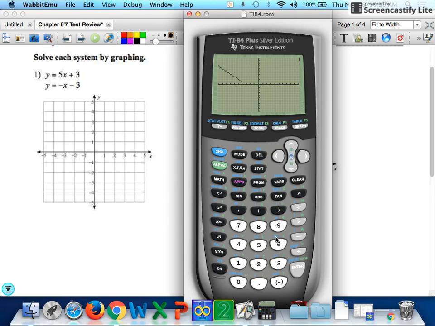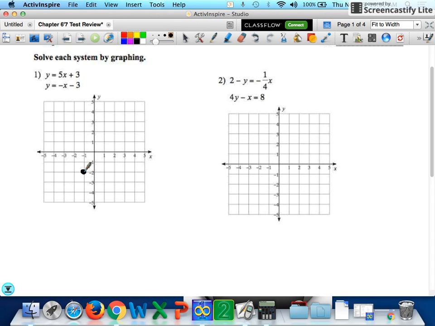We're just looking for an intersection point because that's what a solution is, okay? So I can see right here my intersection point. I can calculate that. And it should be -1, -2. So I know my intersection point is -1, -2 right there, okay? -1, -2. There's my intersection point.